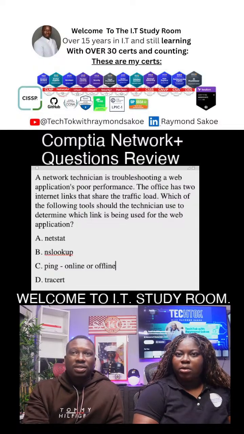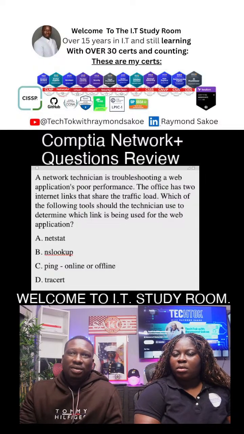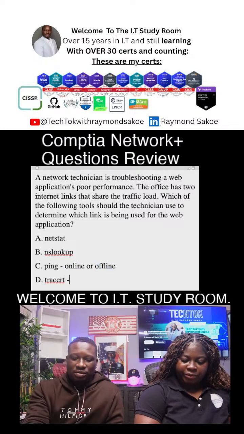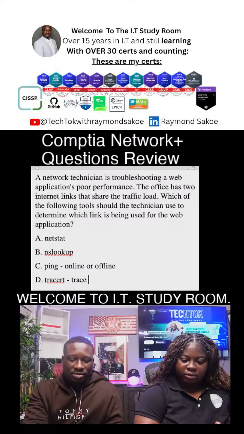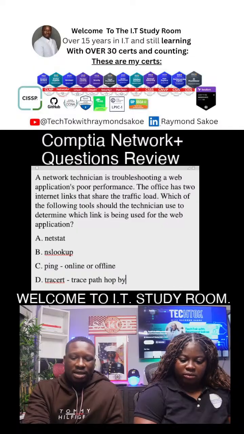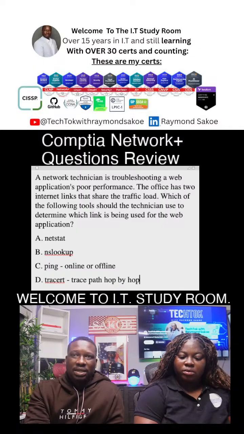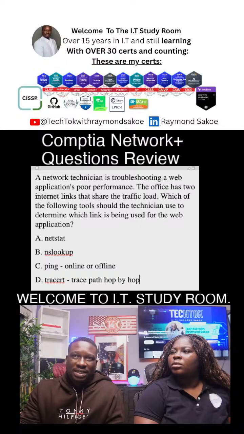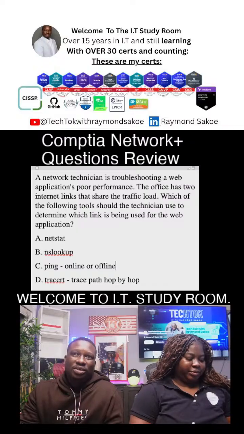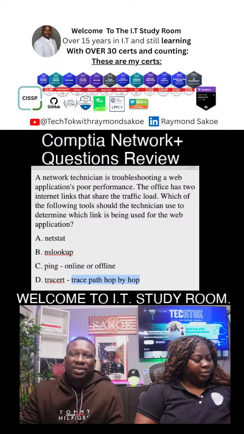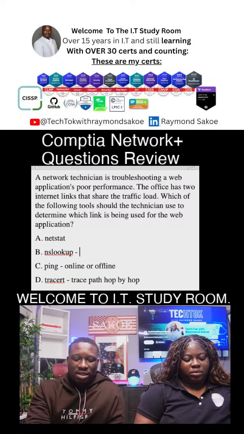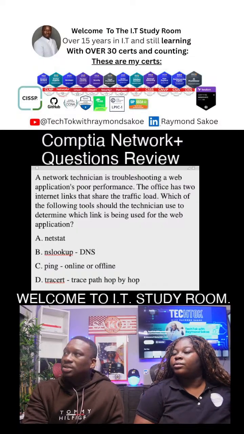Offline. Oh. So yeah, the ping command only tells you if it's online or offline. Traceroute will trace the path, hop by hop, and it can also tell you if it's online or not, or if there's any issue in the path. It will tell you as well. NSLookup is for DNS. Your screen went off.